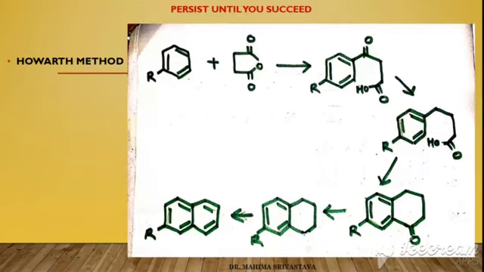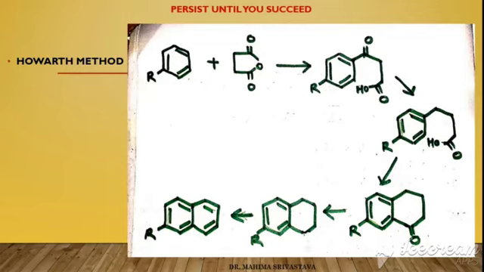Now, the next method in our series is the Haworth method. The Haworth method is a multi-step method that has been shown alongside in the white box. The first step involves the Friedel-Crafts acylation reaction, which takes place with benzene and succinic anhydride in the presence of AlCl3 and yields 3-benzoyl propionic acid.